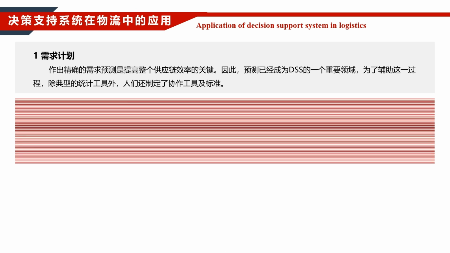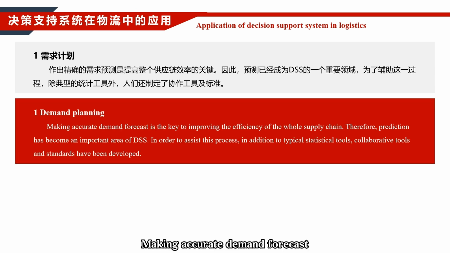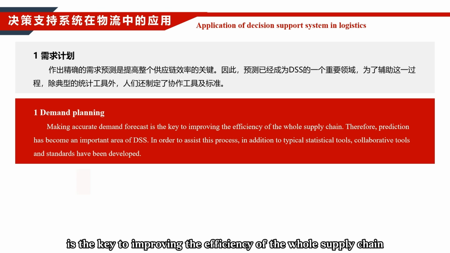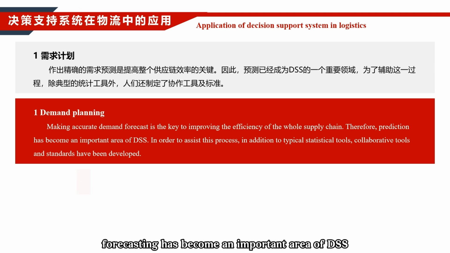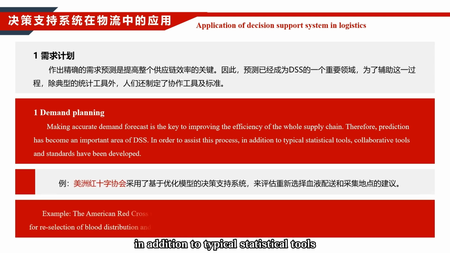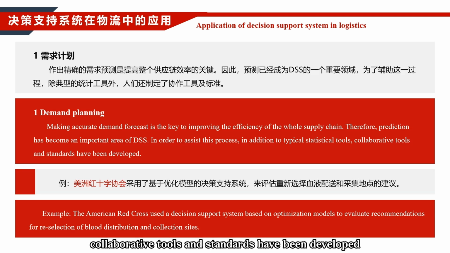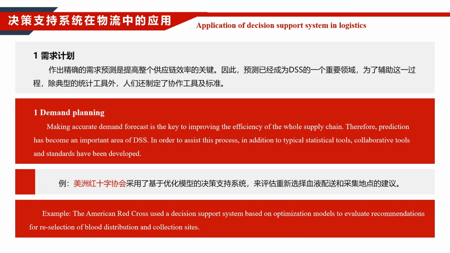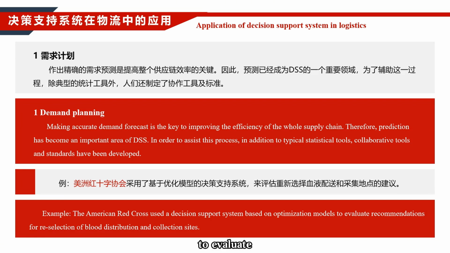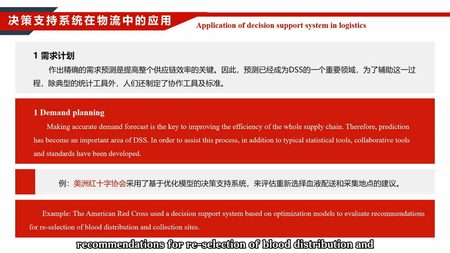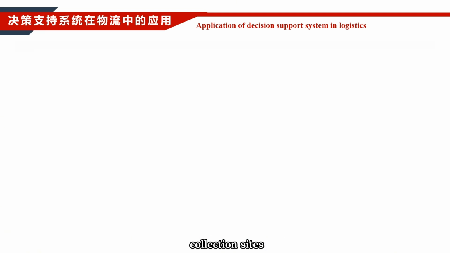One, demand plan. Making accurate demand forecasts is the key to improving the efficiency of the whole supply chain. Therefore, forecasting has become an important area of DSS. In order to assist this process, in addition to typical statistical tools, collaborative tools and standards have been developed. Example: the American Red Cross used a decision support system based on optimization models to evaluate recommendations for reselection of blood distribution and collection sites.